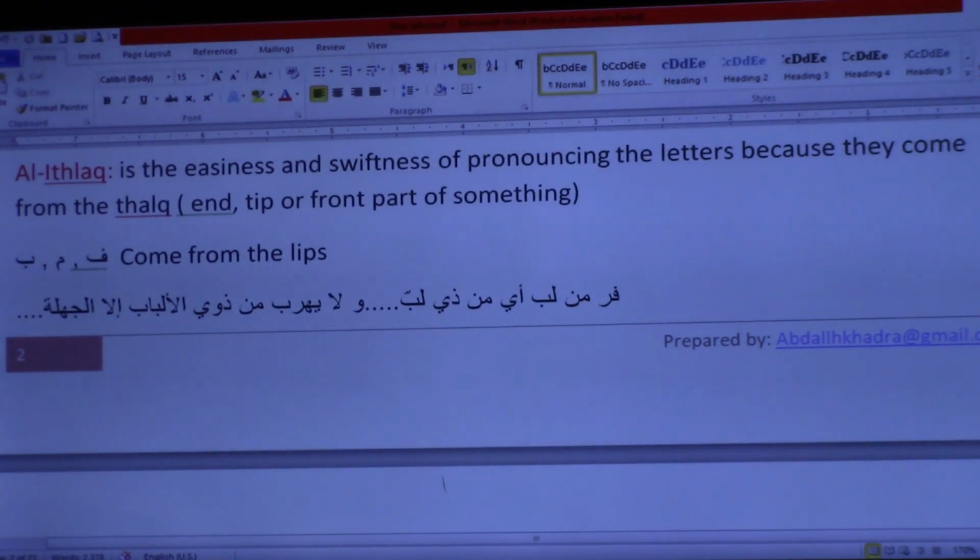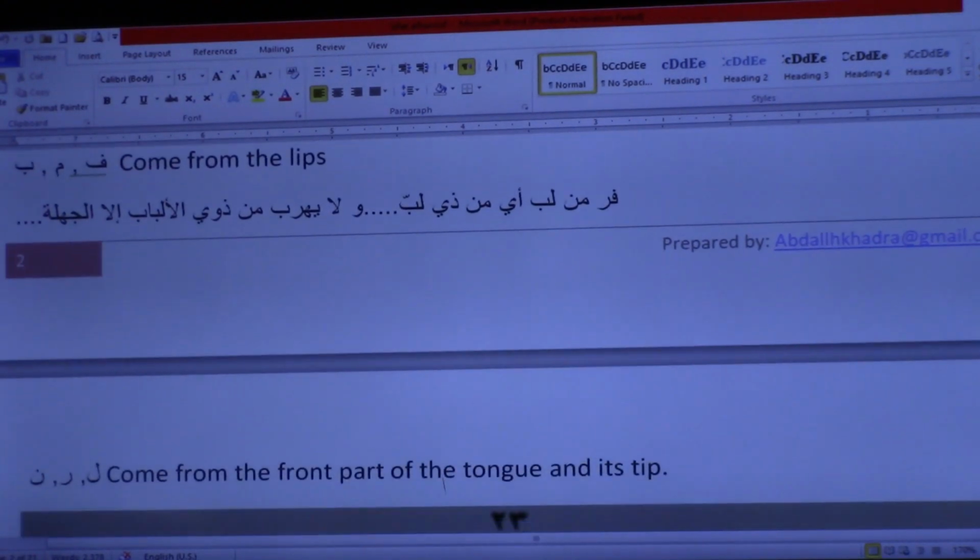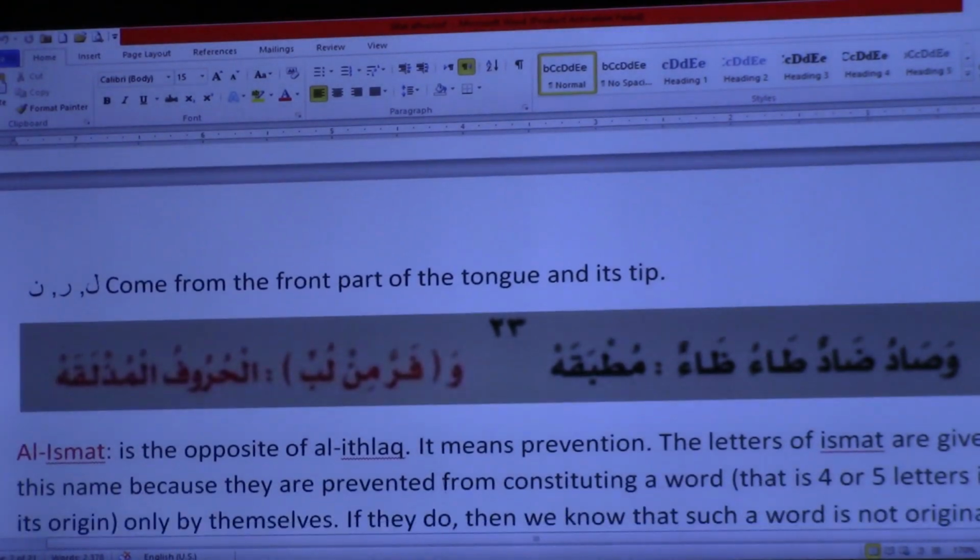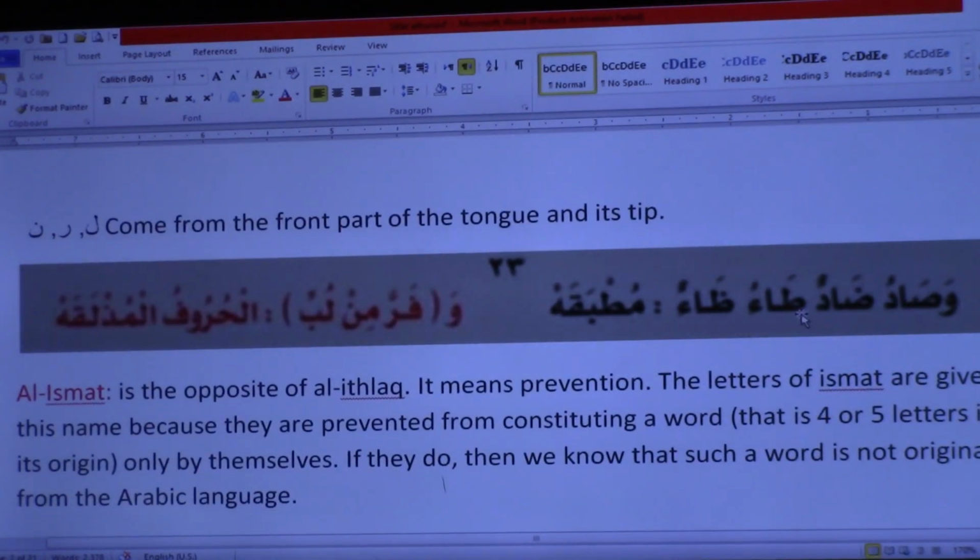Farra min lubb. Let's read that line so that we cover it at the same time. This is what he says in line 23: wa sad dad ta' za' mutbaqa. We're going to explain this when we start the practical sifat. Then he says wa farra min lubb. See how Shaykh Ayman put them in brackets, right? Wa farra min lubb, colon, means they are al-huruf al-mudhlaqa, the idlaq letters.